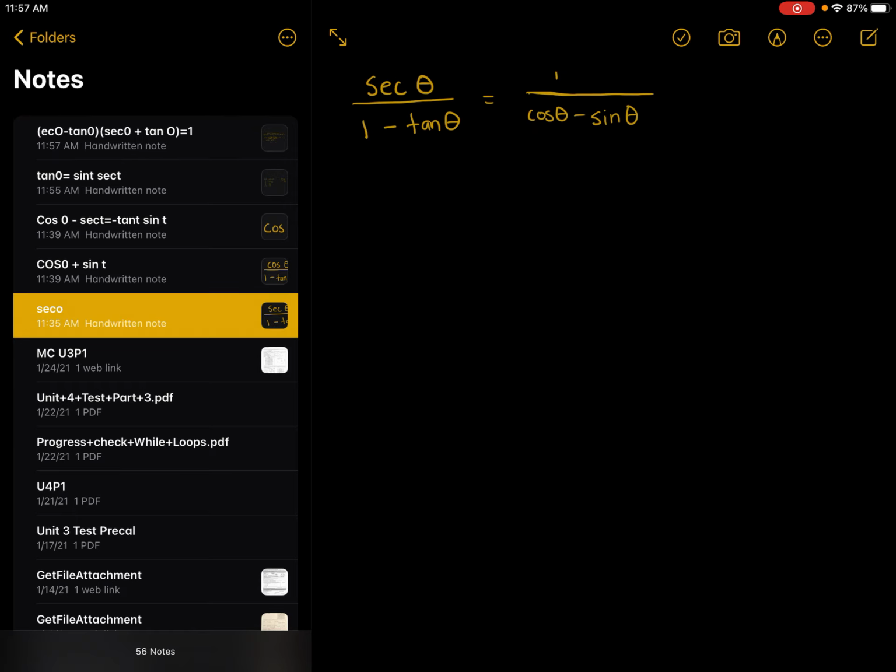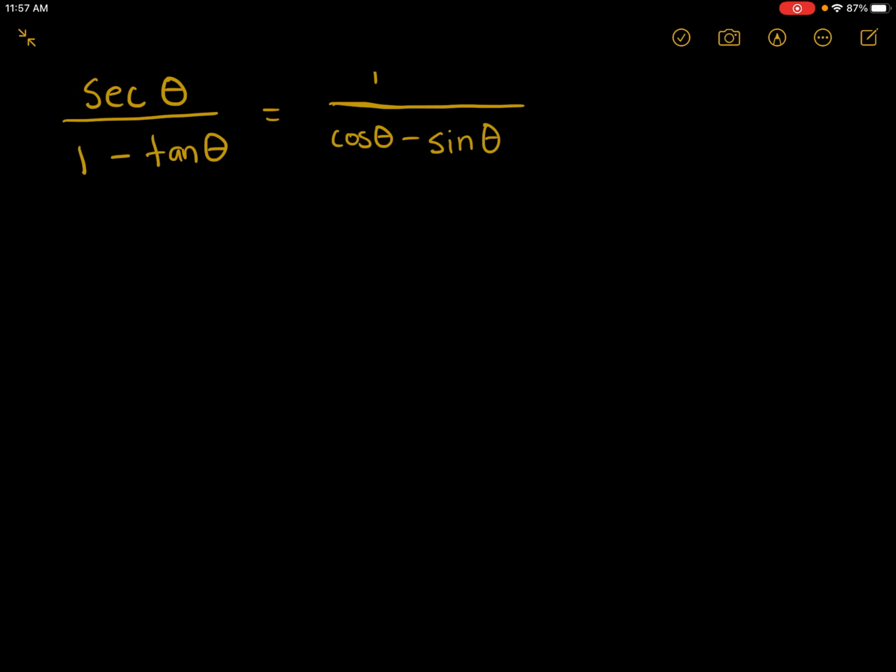Next we have secant theta divided by 1 minus tangent theta equals 1 over cosine theta minus sine theta. So I would say we work with this side. And since on the right side, everything is in terms of sine and cosine, I would recommend turning everything on the left into sine and cosine. So secant theta is 1 over cosine theta. And then we're going to have 1 minus sine theta over cosine theta.